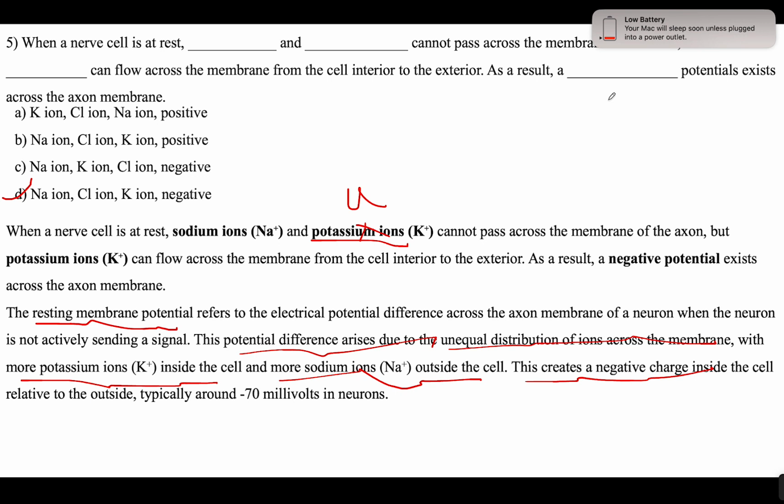Now moving to question number 5. When a nerve cell is at rest, dash and dash cannot pass across the membrane of the axon, but dash can flow across the membrane from the cell interior to the exterior. As a result, a dash potential exists across the axon membrane. So there are four options: K ion, Cl ion, Na plus ion positive; Na plus ion, Cl ion, K plus ion positive; Na plus ion, K ion, Cl minus ion negative. So the correct option is option D, sodium ion and chlorine ion cannot pass, and potassium ion flows, with a negative potential.